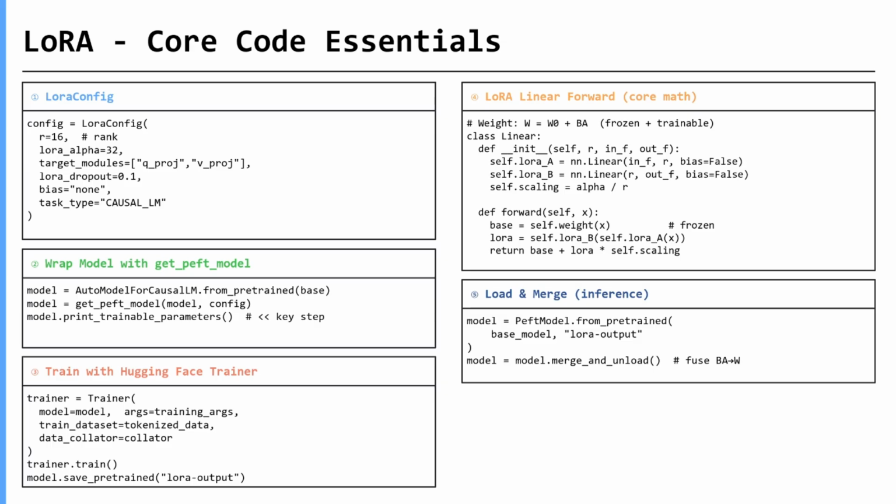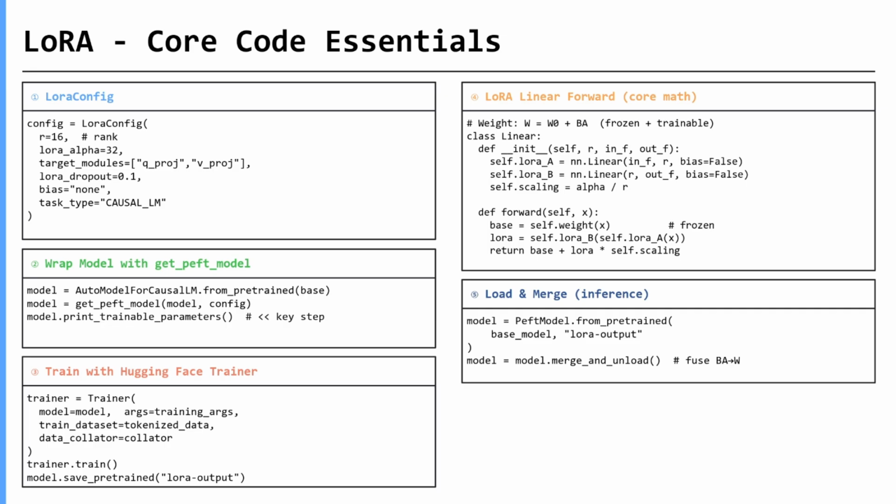Remember the equation: H = W0x + BAx. Here is exactly how it works. The class has two small linear layers, LoRA A with shape in_f by r, and LoRA B with shape r by out_f, both without bias.